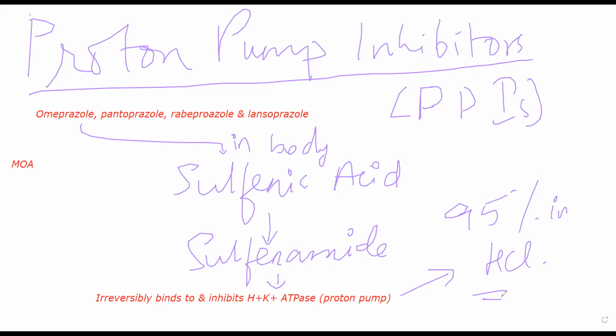So once again, omeprazole or any of these proton pump inhibitors will enter inside your body, get absorbed, and get converted into sulfonic acid, then into sulfonamide. That sulfonamide binds irreversibly to hydrogen potassium ATPase present in your parietal cell, and it will inhibit the function of that hydrogen potassium ATPase. As a result, your hydrochloric acid is not formed. Almost 95% of hydrochloric acid secretion is decreased inside your stomach. Now we'll discuss more about these PPIs in the next class.